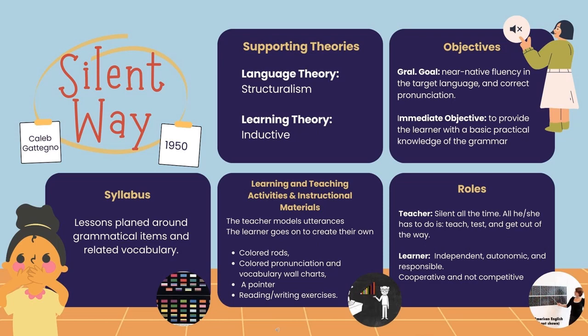The objective of this method is to foster near-native fluency in the target language and correct pronunciation by providing the learner with a basic practical knowledge of the grammar. That's why the syllabus of this method is based on lessons planned around grammatical items and related vocabulary. The teacher models utterances and then the learner goes on to create their own. Some of the instructional materials that are used are color rods, colored pronunciation and vocabulary wall charts, a pointer, and reading and writing exercises.